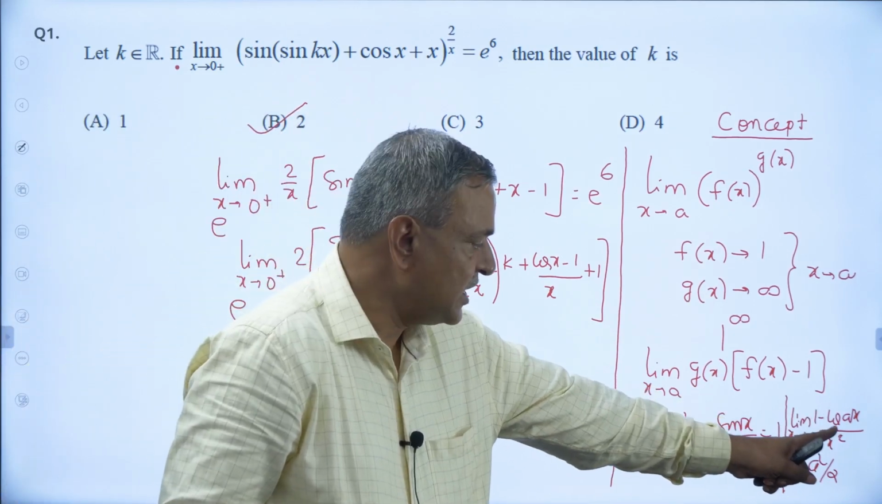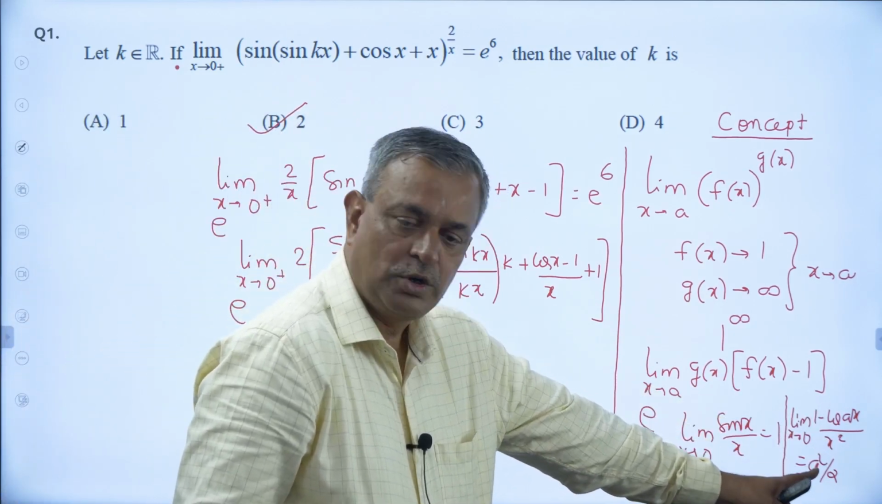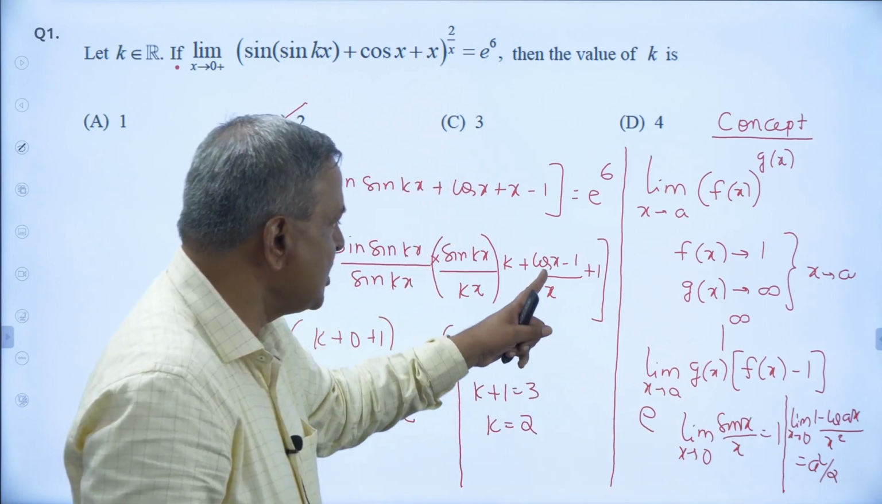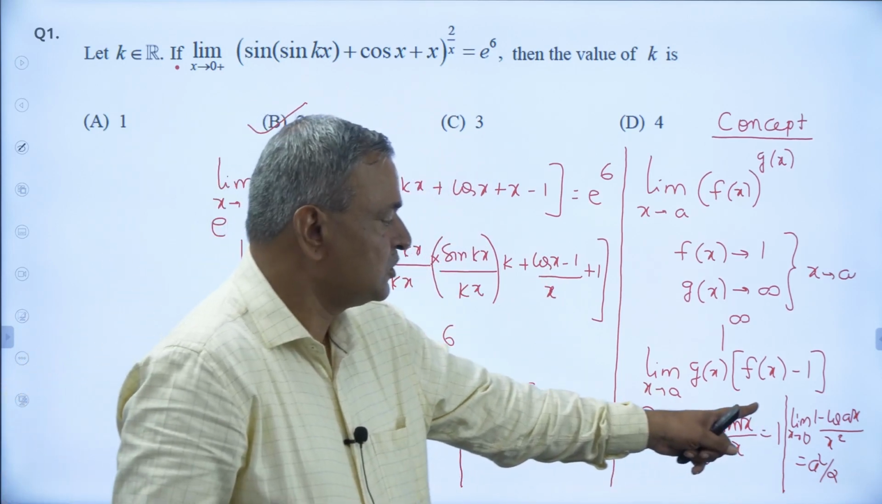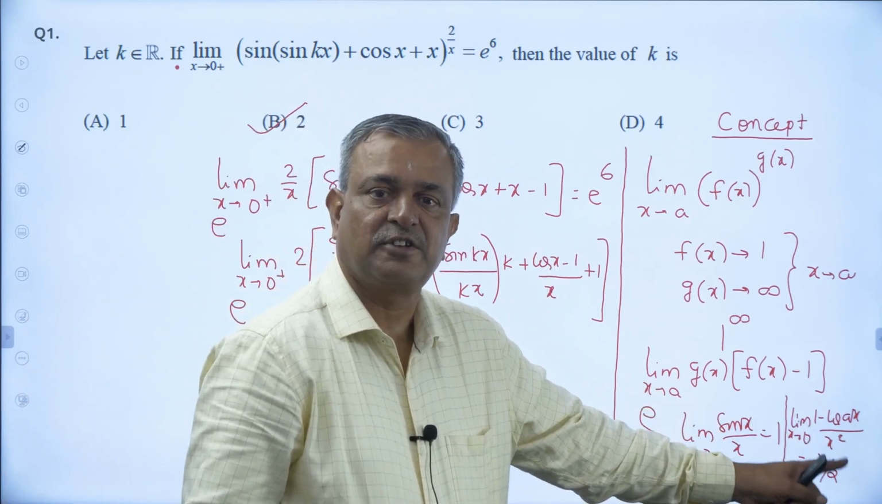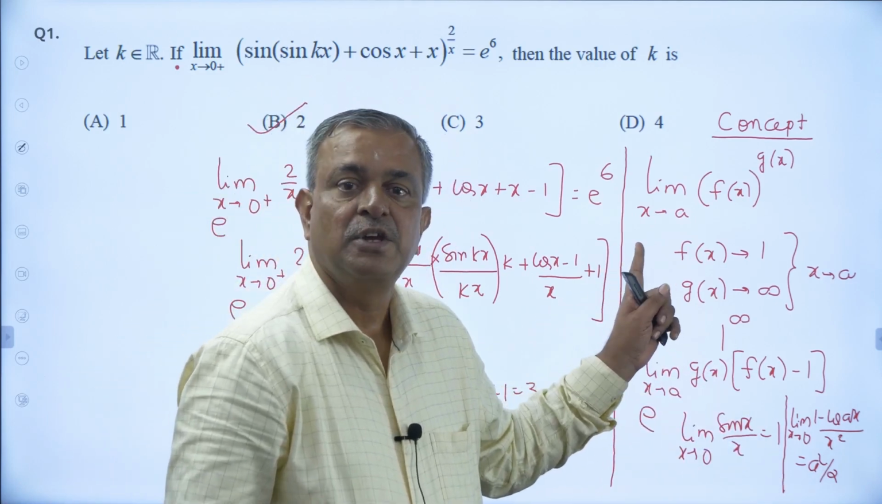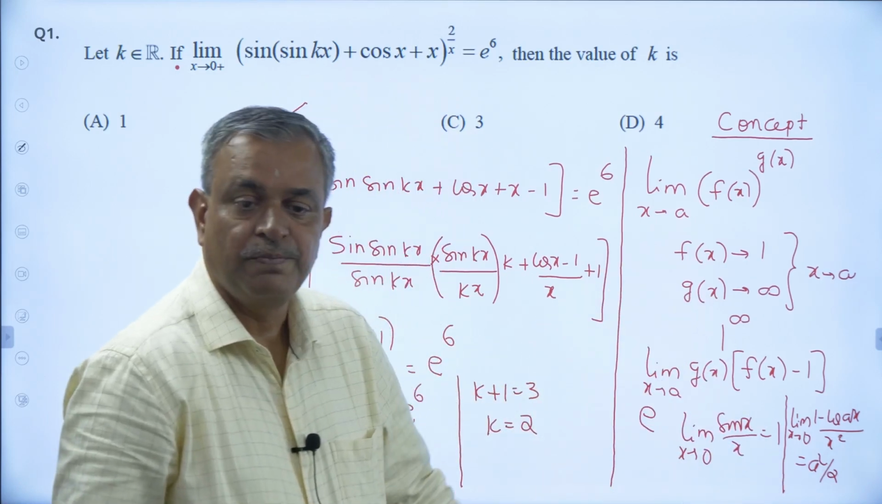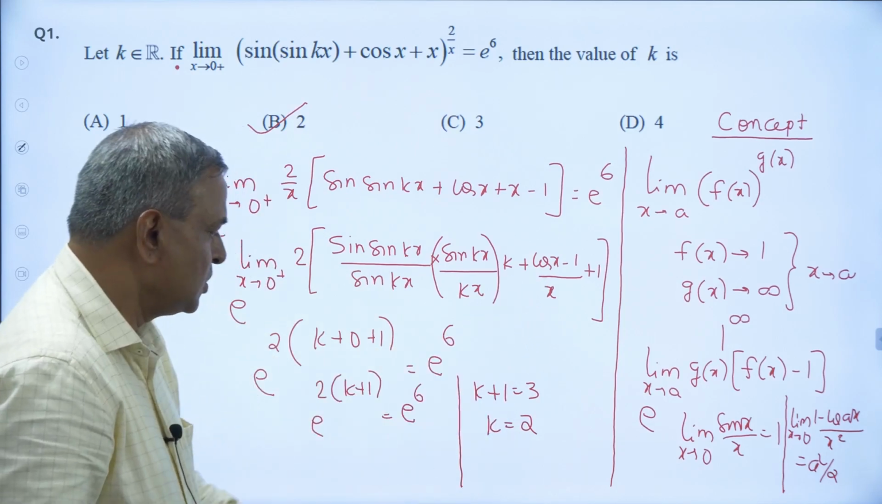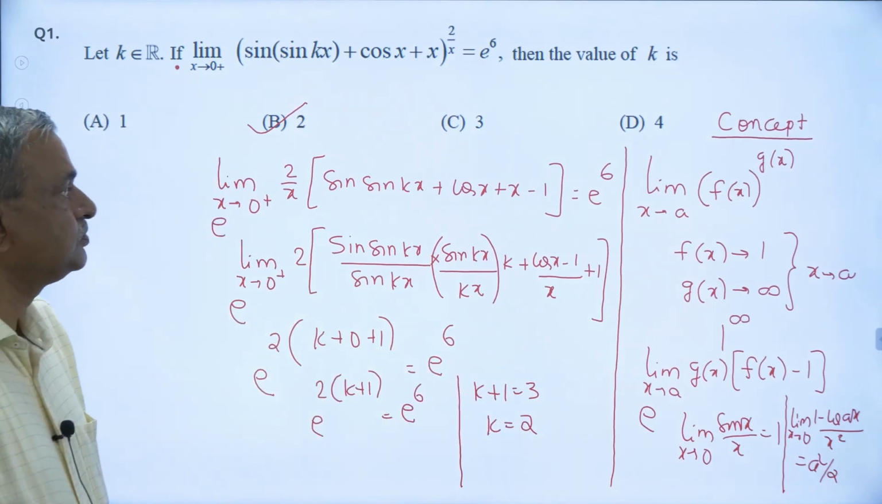1 minus cos ax by x square is equal to a square by 2. Here a equal to 1. So this is 1 minus cos x by x square. But x square is missing, so you multiply by x and divide by x. So what happens? This will give you the value 0. This value is 0, so k equal to 2.